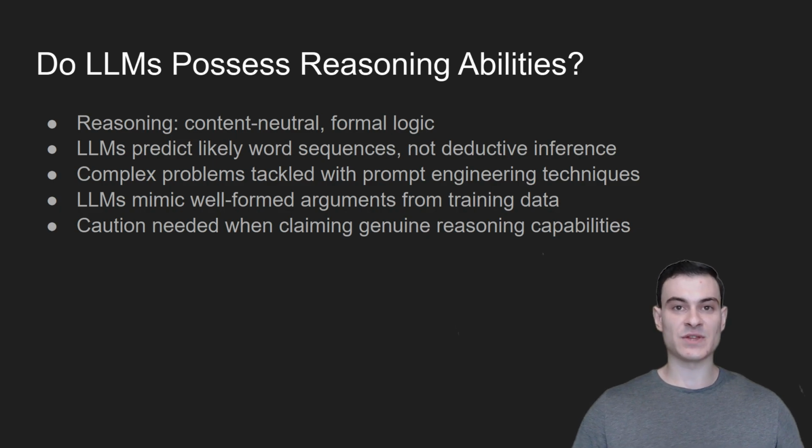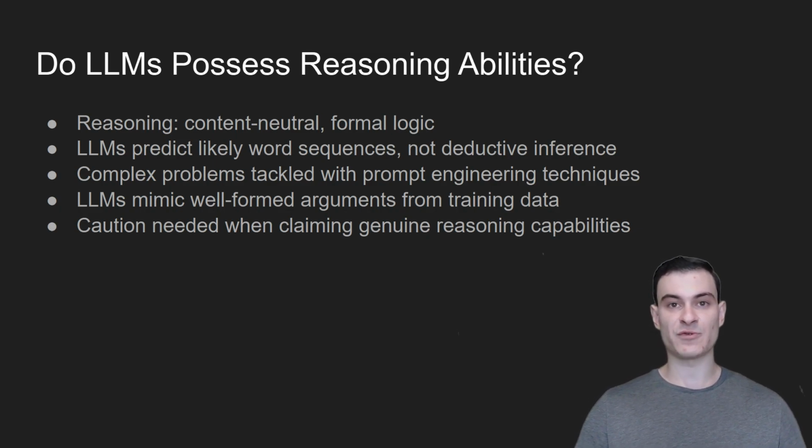Now let's discuss whether LLMs actually have the ability to reason. First off, we need to understand the nature of reasoning. When founded in formal logic, reasoning is content neutral, meaning that its validity doesn't rely on the specific content of the premises. But can LLMs really reason in this sense? It's a challenging question to answer.